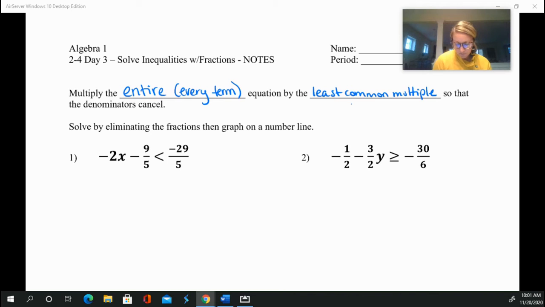I often use the acronym LCM to represent least common multiple. Okay, so we want to multiply every term, even if the term does not have a fraction. We still need to multiply that term by the least common multiple of the denominators in order to keep it an equivalent equation.